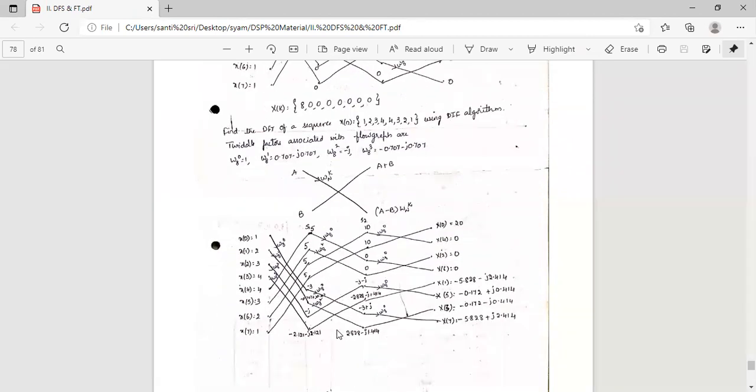Similarly, this is another problem. Find the DFT of the sequence x of n equal to 1, 2, 3, 4, 4, 3, 2, 1 using the DIF algorithm. The twiddle factors associated with the program are given. This is the basic butterfly model, right? This output will be a plus b, and this will be a minus b into W n power k. By the DIF-FFT algorithm, we can solve the problem like this.